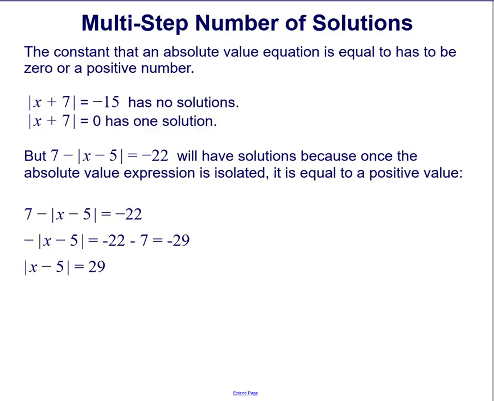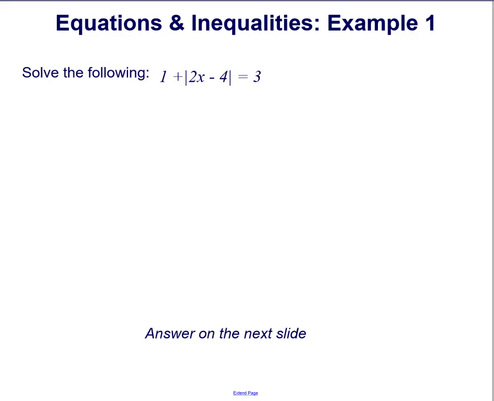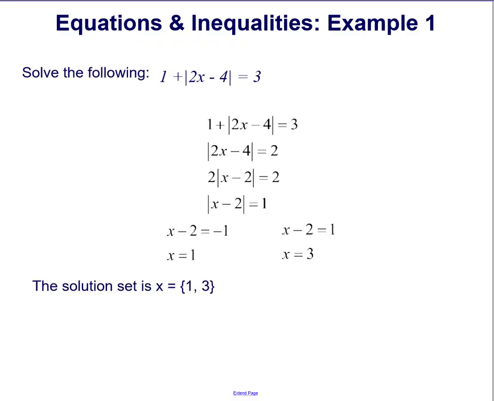That will have solutions. Example number 1. Solve the following: 1 plus the absolute value of 2x minus 4 is equal to 3. Notice we have an equal sign. We're dealing with an equation here. So the steps will go as follows. I start by subtracting 1 from both sides, and that is going to leave me with the absolute value of 2x minus 4 is equal to 2. I factor out my 2, and I'm going to have 2 times the absolute value of x minus 2 is equal to 2. Divide both sides by 2, and we have the absolute value of x minus 2 is equal to 1.